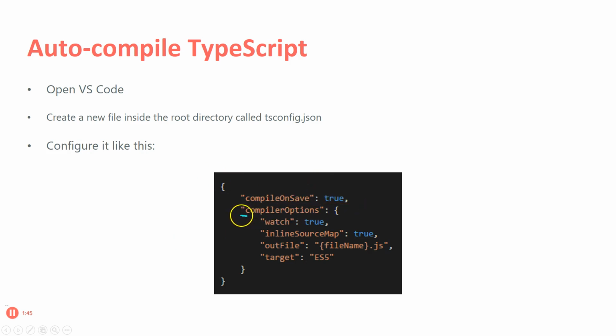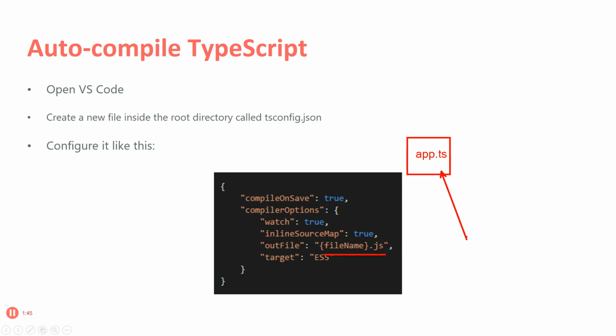After that, you can set your compiler options, which is a new object, and here I can say watch true, inlineSourceMap true, outFile filename.js, and target ECMAScript 5 or 6, depends what you're using. Here the output file filename.js is after you have, for example, app.ts. So you have the TypeScript.